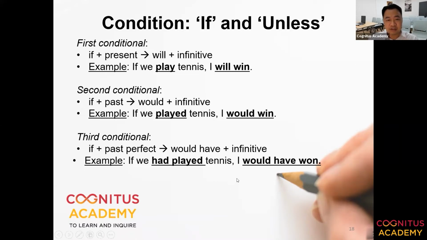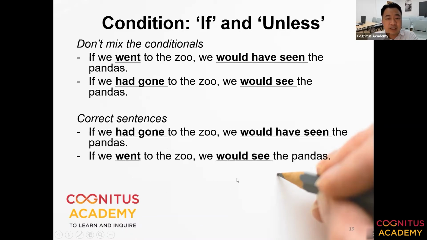So let's look at an example, right? One common error would be the mixing of conditionals, right? It is more often than we think. So if we write the first answer, right? If we went to the zoo, we would have seen the pandas. We actually sometimes say this, right? If we went to the zoo, we would have seen, and that is wrong. Or sometimes we say this, if we had gone to the zoo, we would see the pandas. And it is such a common error.